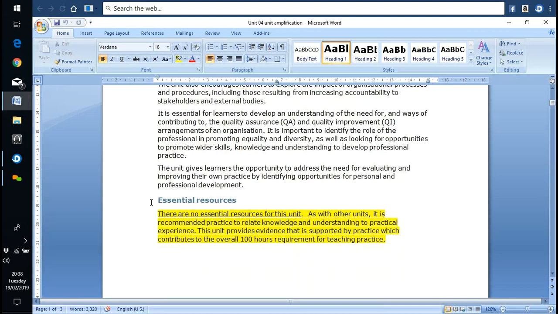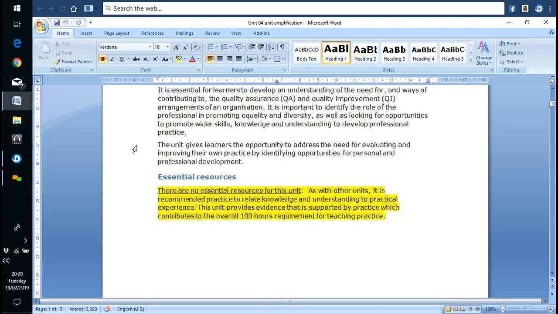On the one hand, I look at this unit in two ways. One is it's essential that learners develop an understanding of the need for ways of contributing. On the other hand, this course demands that people are in a teaching position or have experience of a teaching position to complete the requirements of the course. Now, most of you will have already developed an understanding of the need for ways of contributing and the way that you do contribute to the process. So there's a bit of an ambivalence there in terms of what it's looking at.